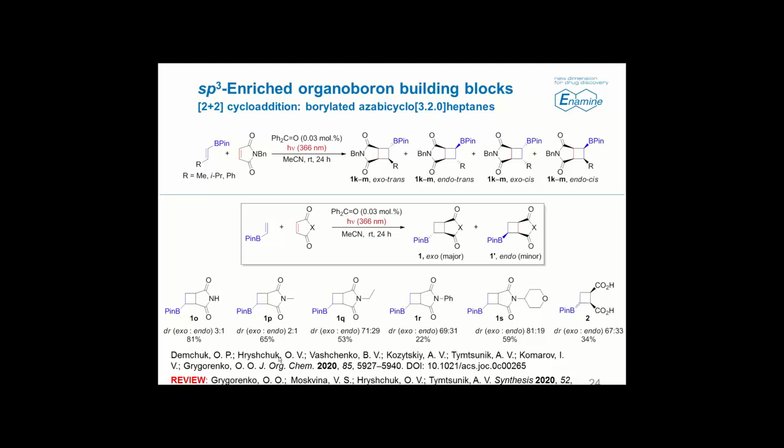We are continuing our studies on cycloadditions of boron substituted alkenes, and some more publications are to come soon. And we have also summarized all the literature data in a review published in Synthesis in 2020. And if you are interested in this chemistry, you can read about it in this quite large paper.